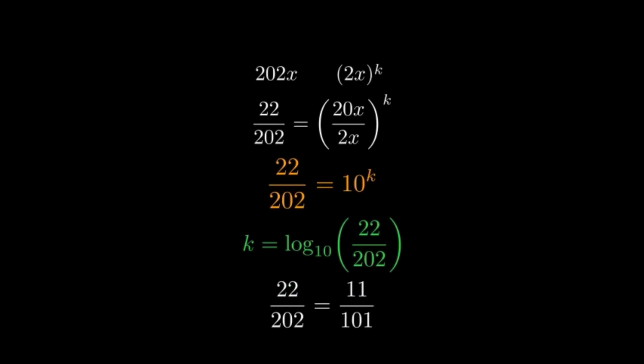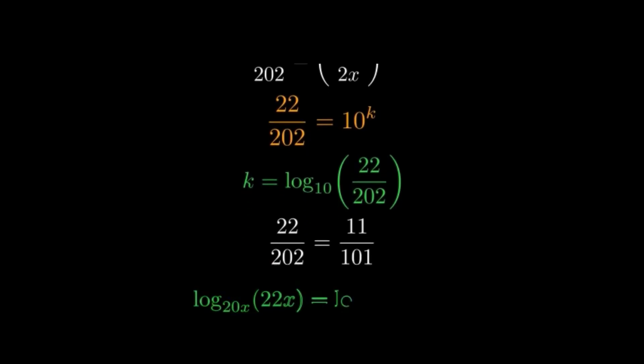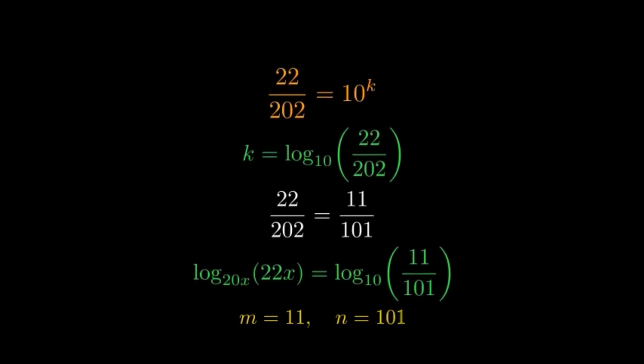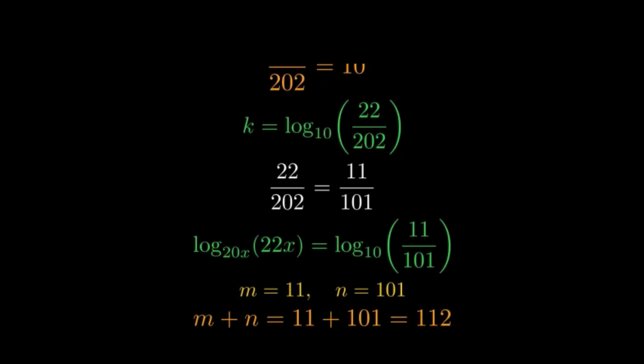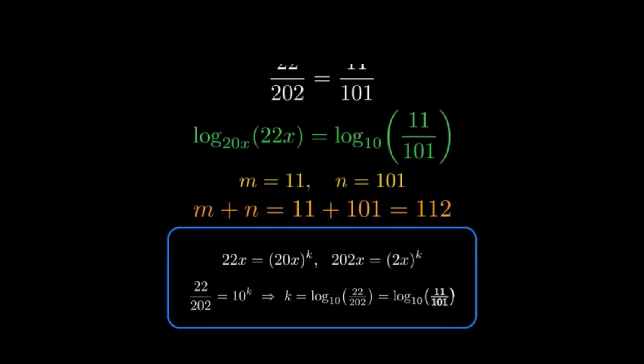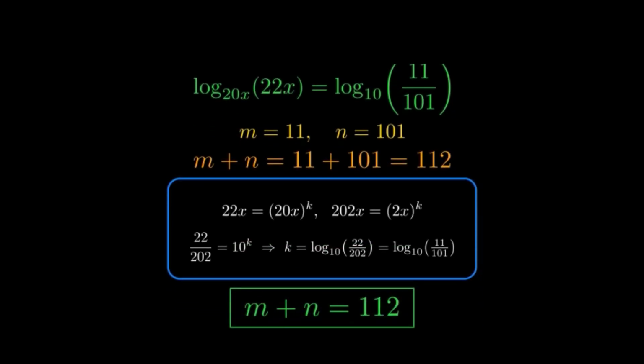Reduce the fraction 22 over 202 to lowest terms. Now match the format log base 10 of m over n and read off m and n. To recap, setting both logarithms equal to k and converting to exponentials allows the x to cancel cleanly when we divide. The resulting 10 to the k leads directly to a base 10 logarithm of a simple reduced fraction. Therefore, m plus n equals 112.